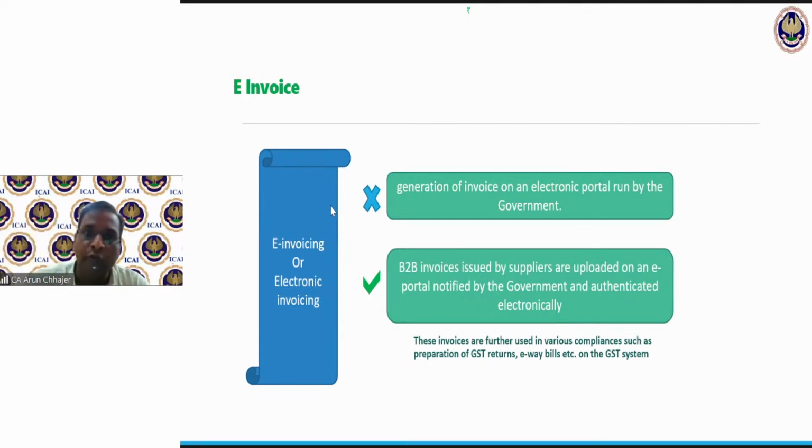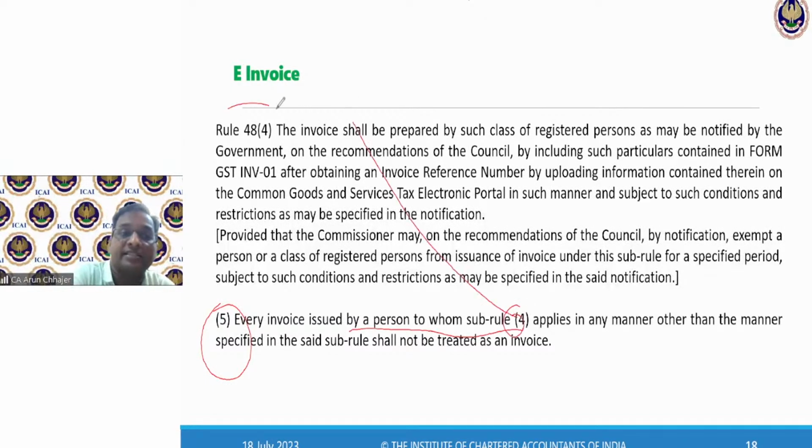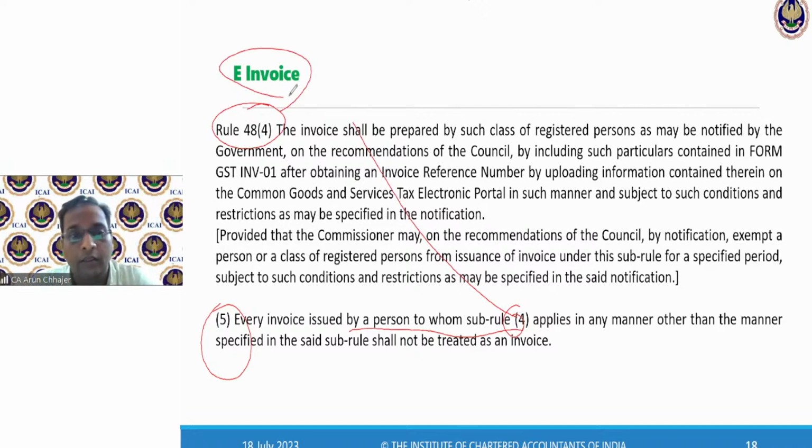Now, the e-invoicing. Rule 48(5) says every invoice issued by the person to whom sub-rule 4 will apply. What is sub-rule 4? It is talking about e-invoice.